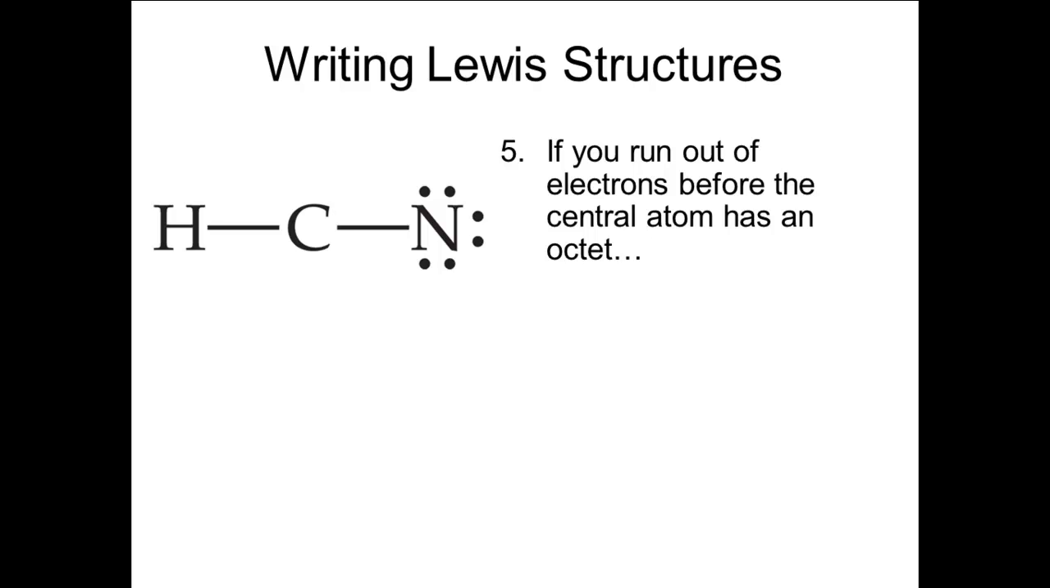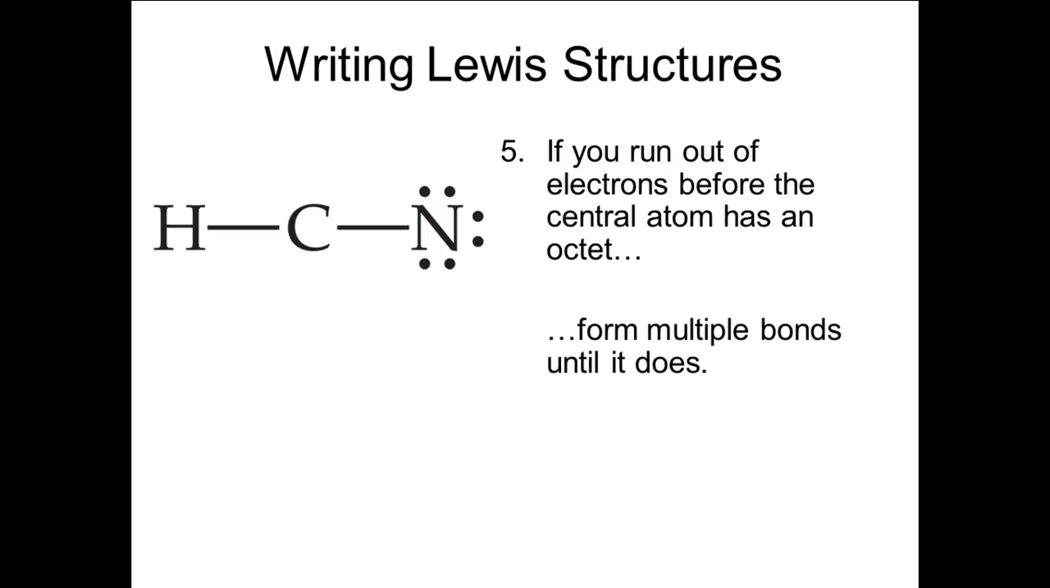But what happens if you run out of electrons before you fill everything up? In the case shown here, hydrogen has 1 valence electron, carbon has 4, and nitrogen has 5, for a total of 10 electrons. 4 are in the bonds, and 6 are added to nitrogen to fill its valence shell. But we have now run out of electrons, and carbon does not have a filled shell.